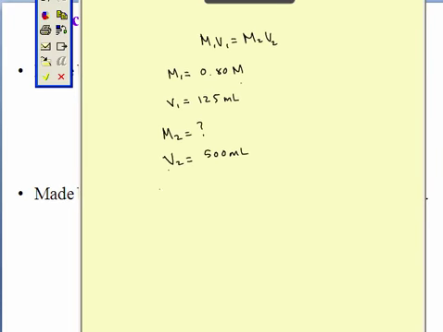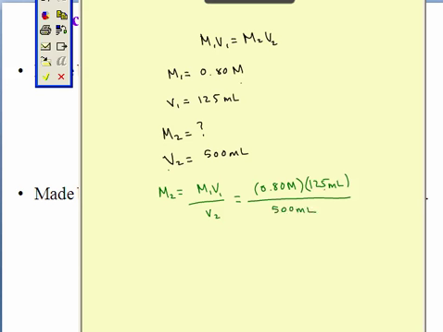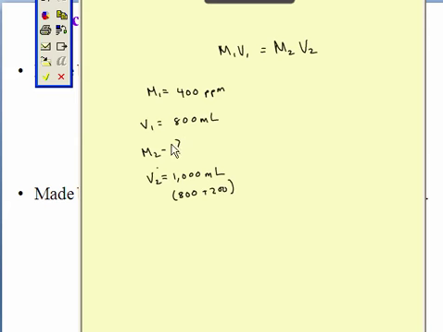If I look back at my notes, I'll see that this is the equation that I have to use to solve for my second molarity. I'm just going to plug in 0.8 molar times 125 milliliters divided by 500 milliliters. So my milliliters cancel out, and my new concentration is 0.2 molar. And this makes sense because it's smaller than my original molarity. Let's look at the second problem.